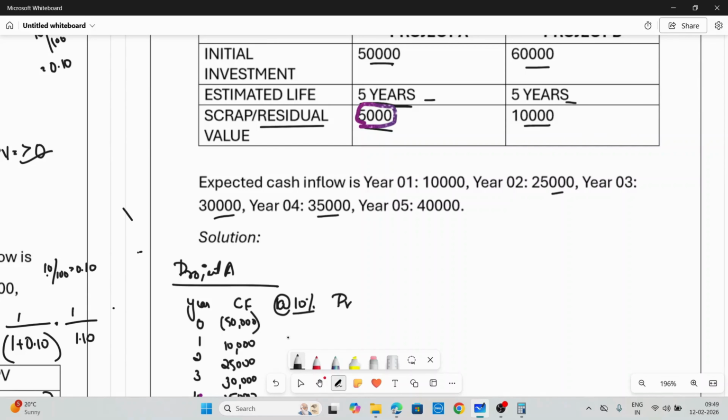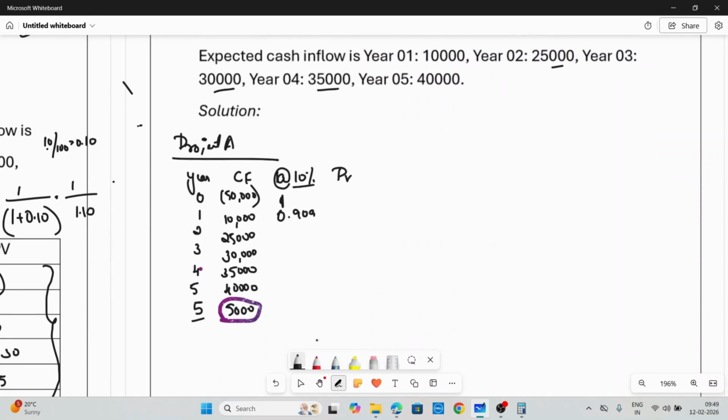For this, we have to take 1, 0.909, 0.826, 0.751, 0.683, 0.621, and for the 5th year, same, we have to take 0.621. This should be same. Now, multiply it.